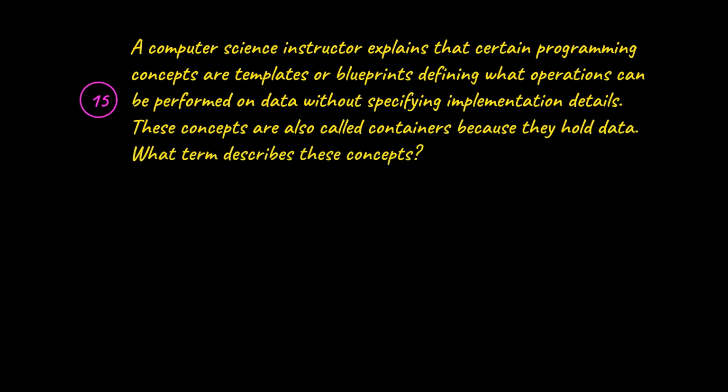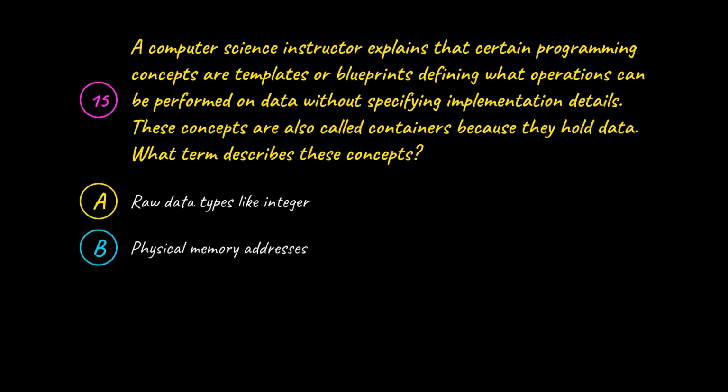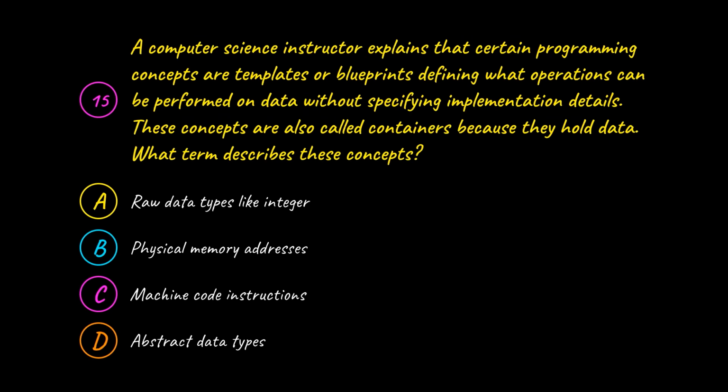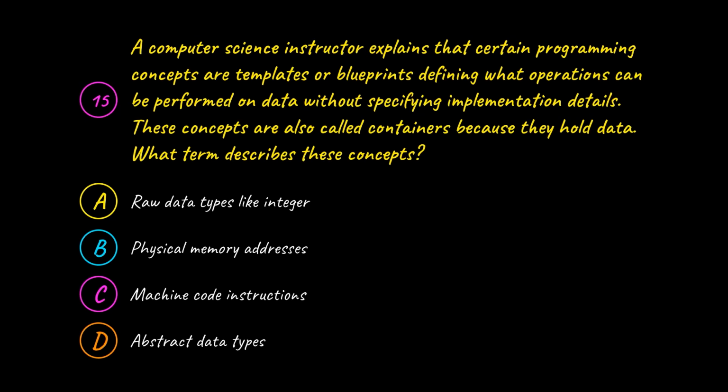Your options are A. Raw data types like integer, B. Physical memory addresses, C. Machine code instructions, D. Abstract data types. Don't overthink it. Which one feels right?